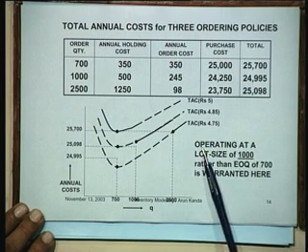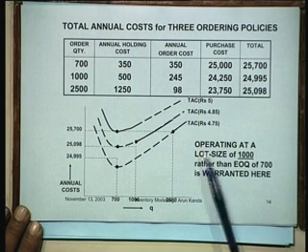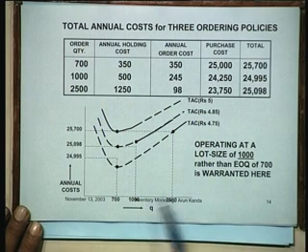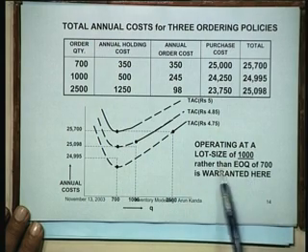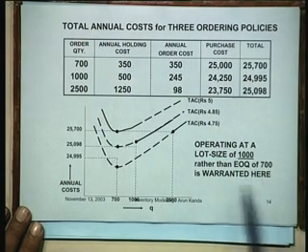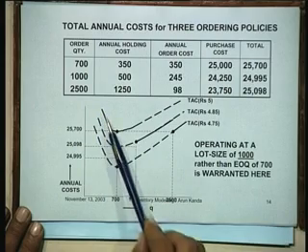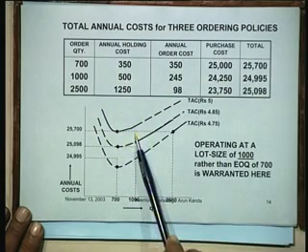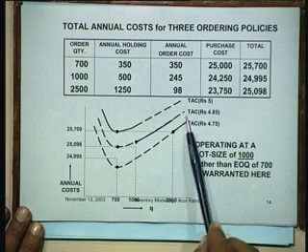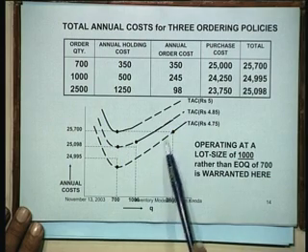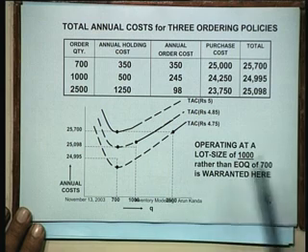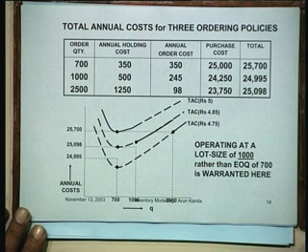So what is happening now is that because of these quantity discounts, operating at a lot size of 1000 rather than the EOQ value of 700 is warranted here, right? Because this now becomes a discontinuous cost function, from here and then from here to the next one and the next to this one. So whatever is the dotted line, actually these cost functions are not valid during that particular period. So this is how you can consider the various types of quantity discounts in determining what the optimum lot size should be.